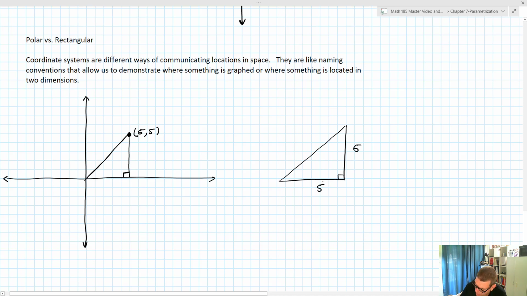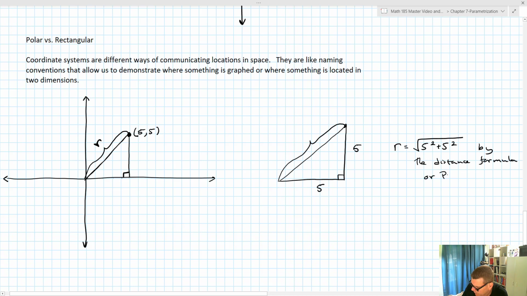Okay? Now, this distance right here, that's this distance on our Cartesian coordinate plane, and if we recognize that that's r, that's how I generated and showed r. So what is r going to be? Well, in our case, r is going to equal the square root of 5 squared plus 5 squared by the Pythagorean theorem. By either the distance formula or the Pythagorean theorem, right? The two of them, by the way, are the same thing.